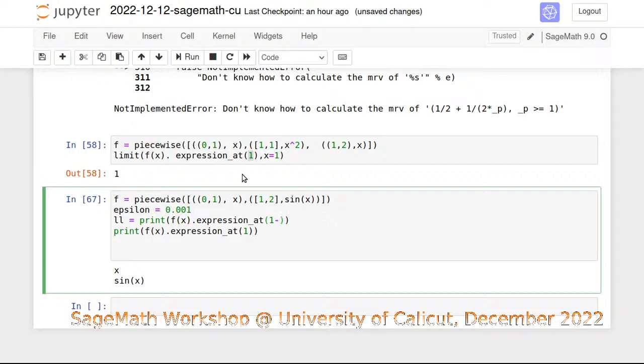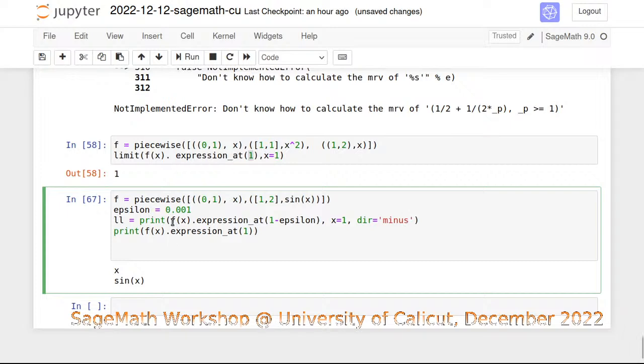I'm just trying to do something. So the left limit is f of the expression at 1 minus epsilon, which is definitely to the left of 1, and x equal to 1, in the direction minus. Does this make some sense? Are you able to understand what exactly I am trying to do?